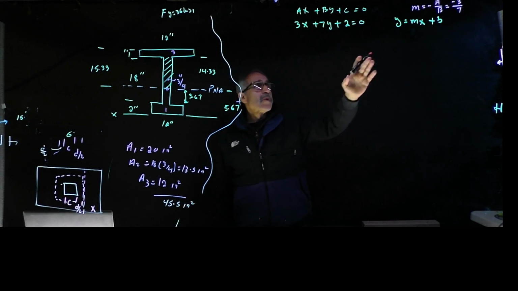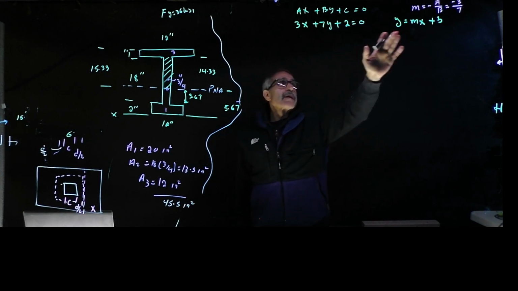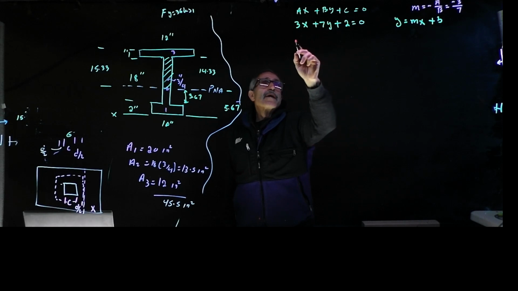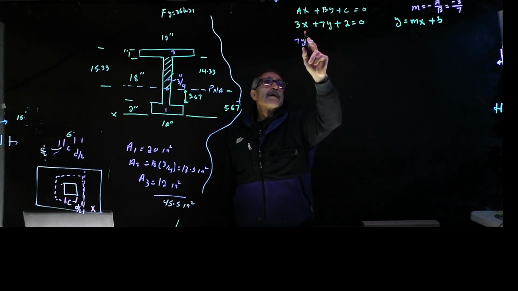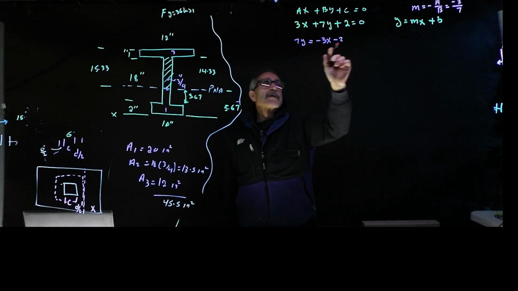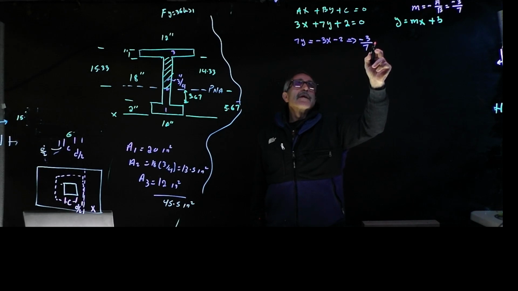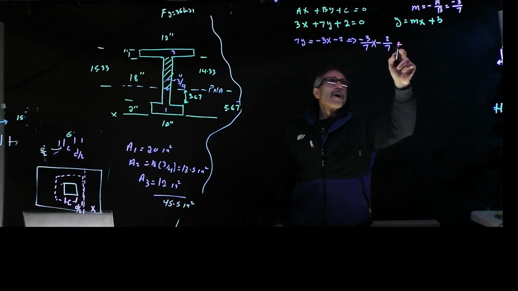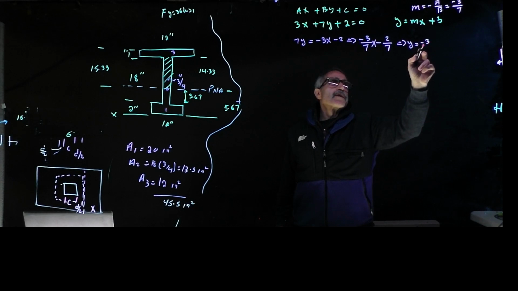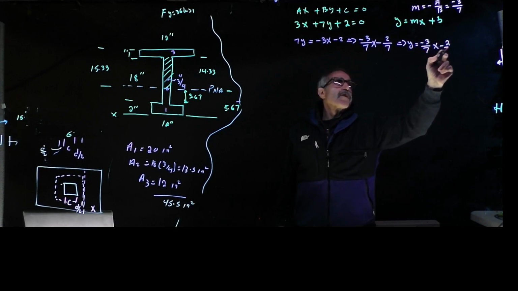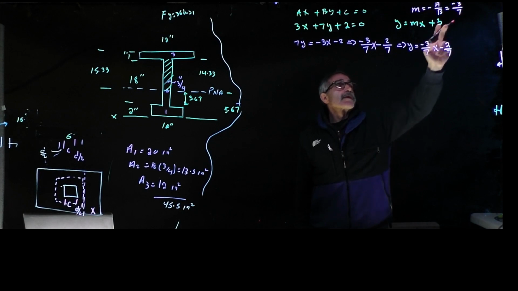But let's find out if that's really true. So I'm going to make this look like that. I'm going to go ahead and just isolate y. I have 7y equal to minus 3x minus 2. Divided by 7, it becomes minus 3 divided by 7 x, and minus 2 divided by 7. So our y is going to be equal to minus 3 over 7 x minus 2 over 7. And you can see the slope is the same.